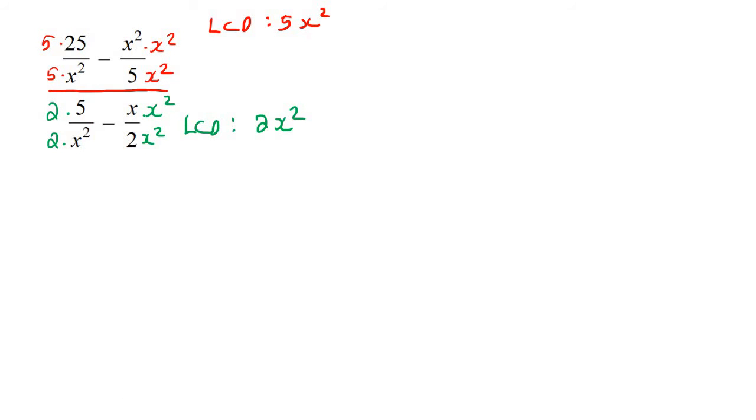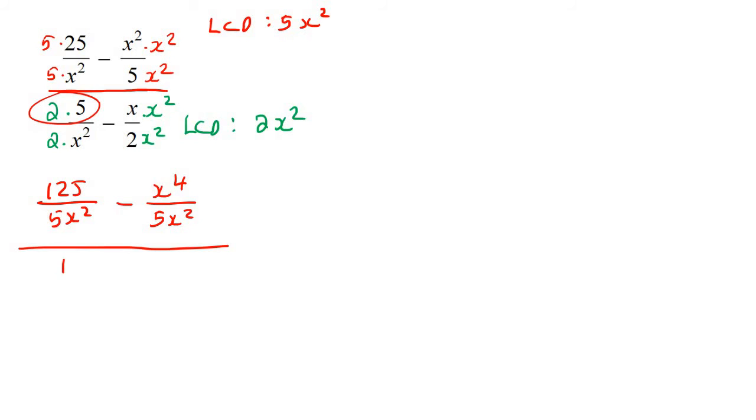So we end up with 125 over 5x squared for this part, take away x to the power of 4 over 5x squared. And then at the bottom fraction, you'd end up with 10 over 2x squared, take away x cubed over 2x squared. You see, these denominators are different, but that is okay.